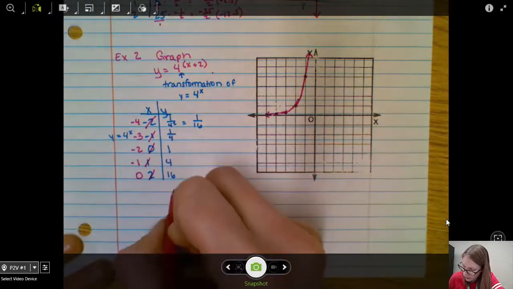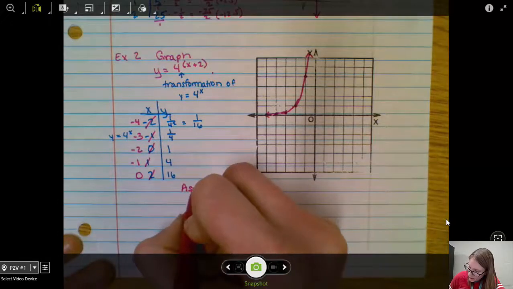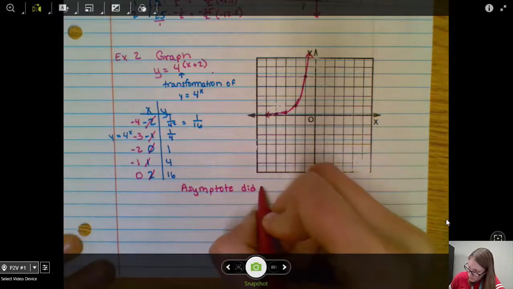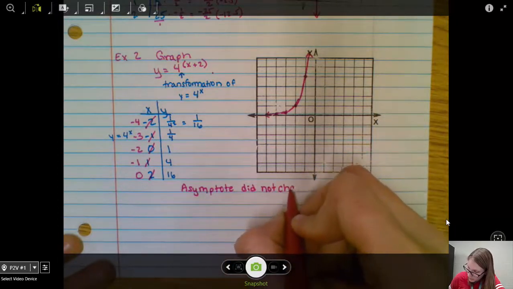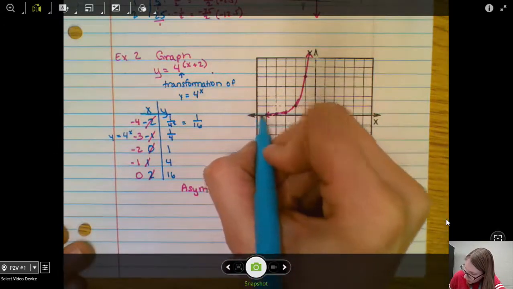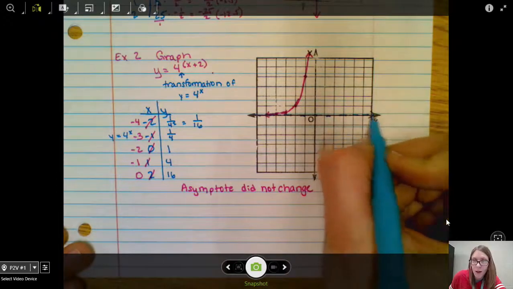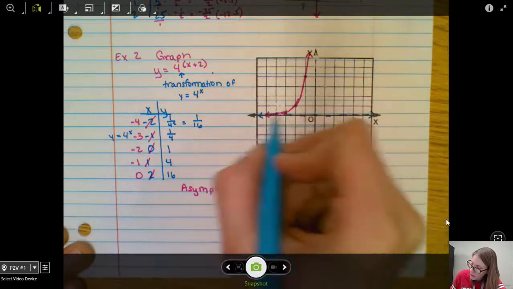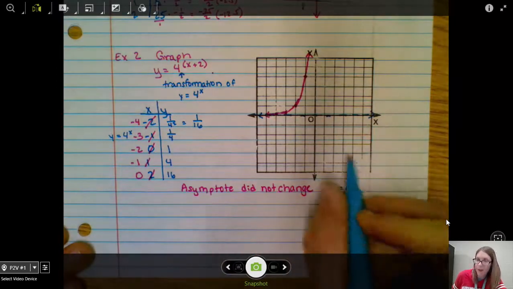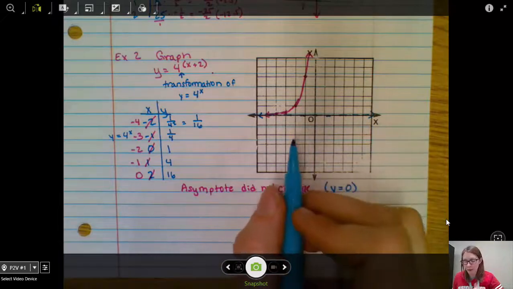So I'm going to make the note here that between examples 1 and 2, the asymptote did not change. The asymptote is still on our x-axis. You probably can't really see this too much, but I'm drawing in the asymptote here. The asymptote is still that line y equals 0. Okay. Remember, your horizontal lines are the equations y equals whatever the number is.